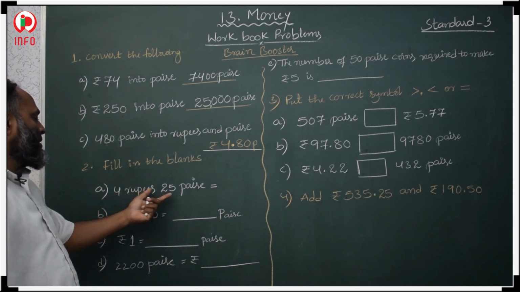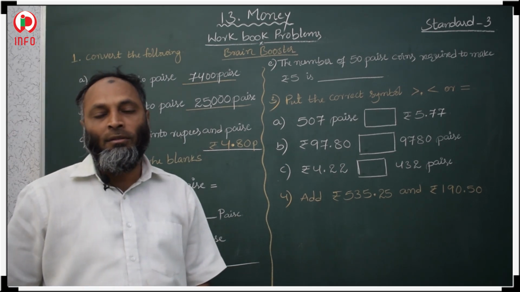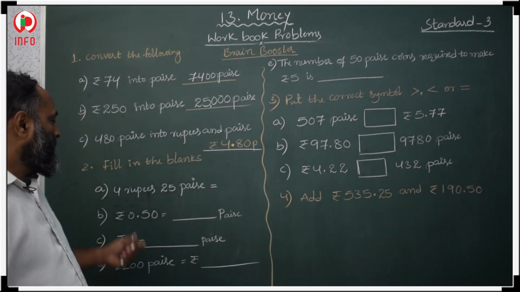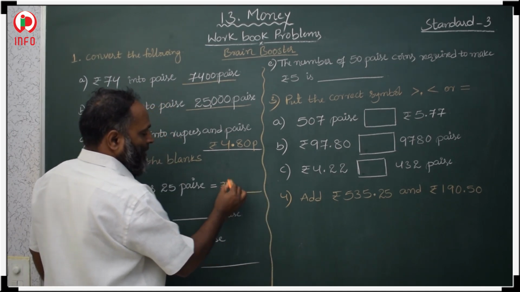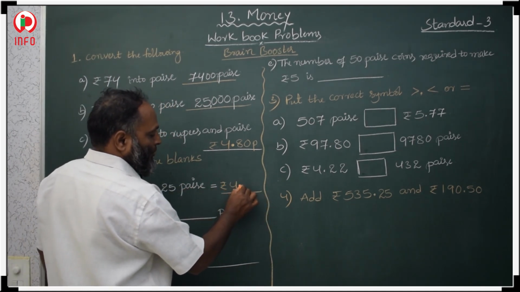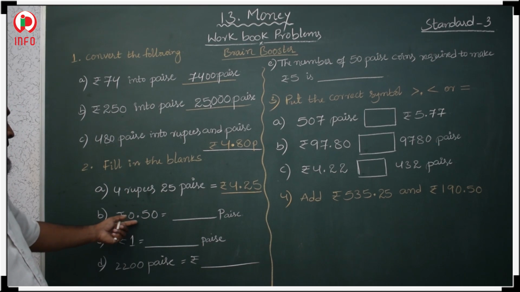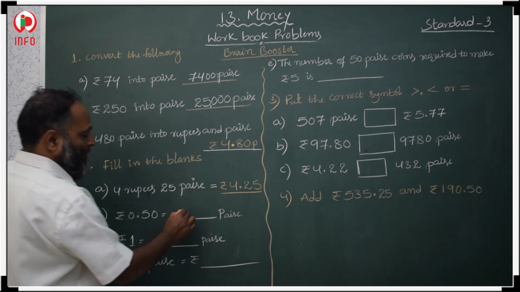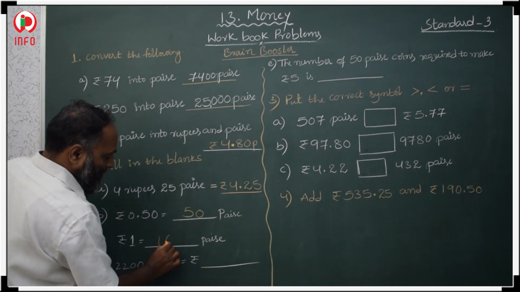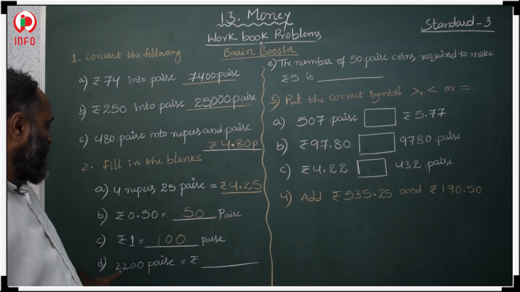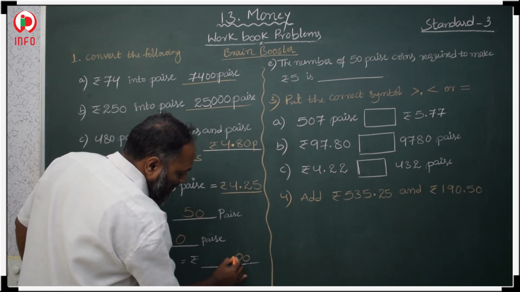4 rupees 25 paisa. How will we convert? First you take rupees, here given 4 rupees, which means 4.25, with paisa after the decimal. Okay. Now 0.50 means 50 paisa. Then 1 rupee: we know 100 paisa make 1 rupee. Then 2200 paisa means after 2 digits we keep a decimal, from right to left.